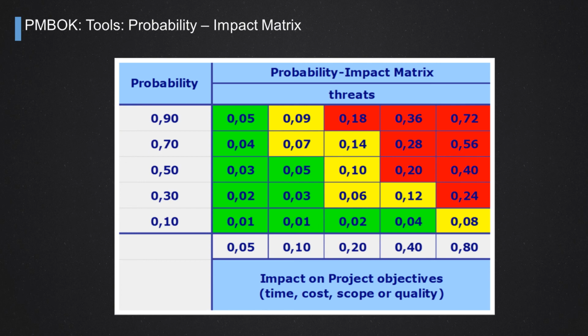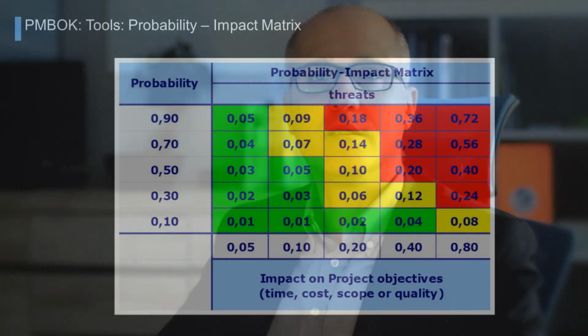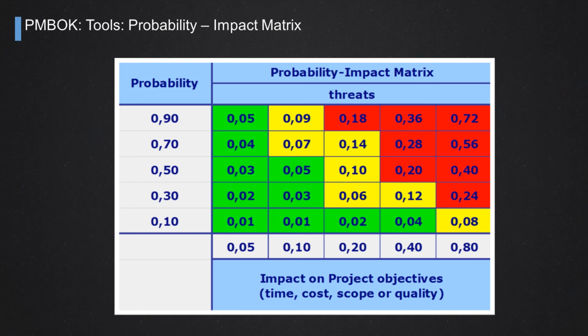guide, which provides a probability impact matrix made of 5 different levels or classes of impact on project objectives, so on time, cost, scope or quality, and 5 different levels or classes of probability from 0.1 to 0.90 that represents a class of percentage of occurrence.